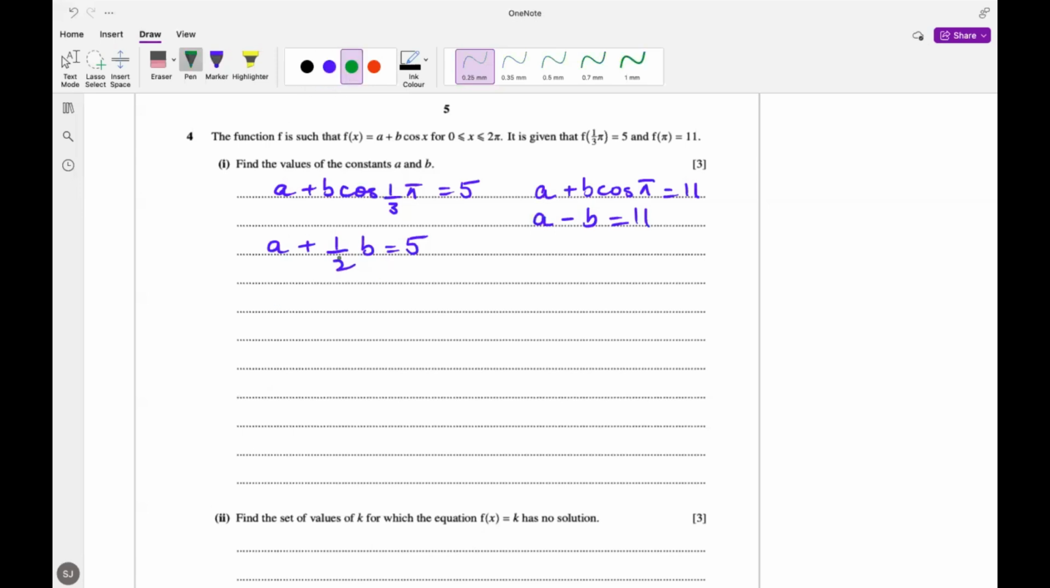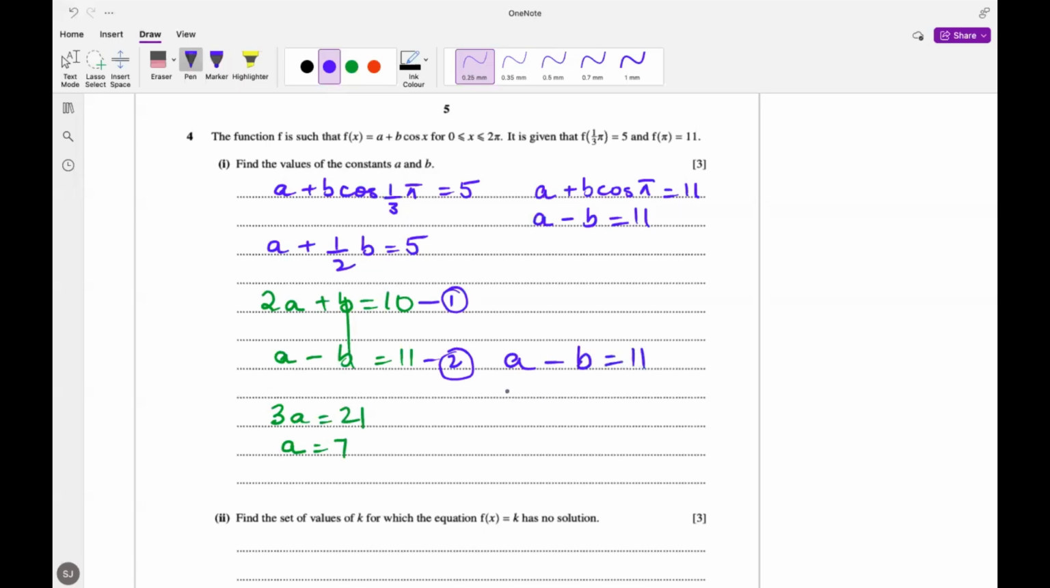Now, taking LCM in the first equation, we'll get 2a plus b, and then 2 times 5, this will make it 10. And a minus b is equal to 11. So b and b will cancel out. 3a will be equal to 21, and the value of a will be equal to 7. Once we have the value of a, we can find the value of b. So we can use either one of these 2 equations. We'll use the second equation, a minus b equals 11. The value of a is 7. So b will be 7 minus 11, so b is equal to -4.